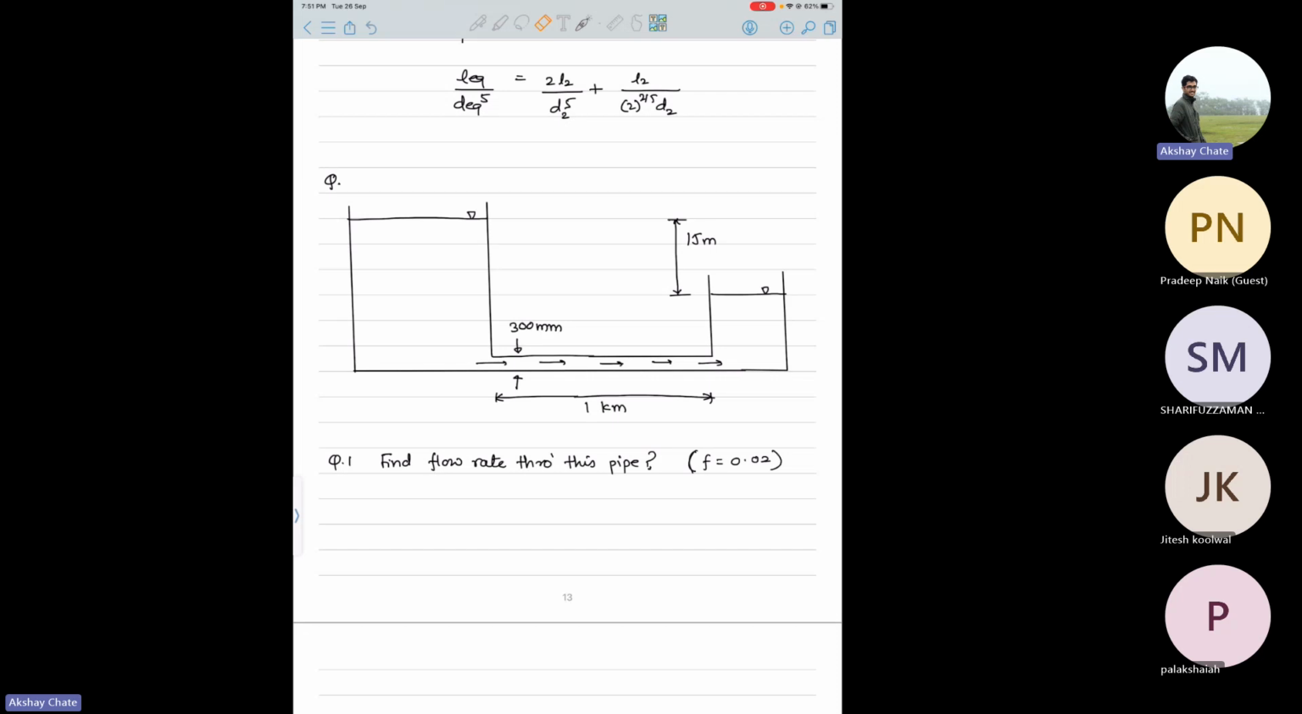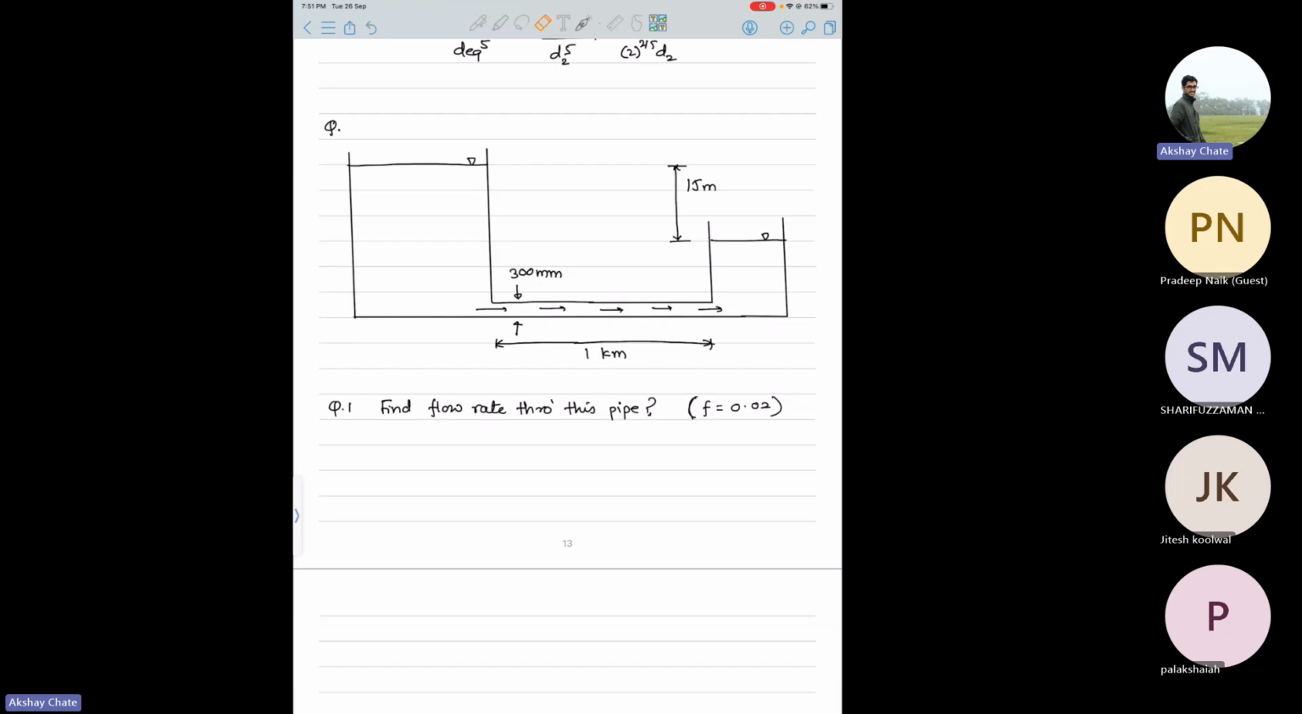So see, the flow will take place as long as you have enough head to overcome the frictional head loss. There is no other driver here, no pump or anything. So in this system, the 15 meters of height that is given will be equal to the head loss due to friction. Then only flow will take place, right? So let's say first we neglect minor losses.